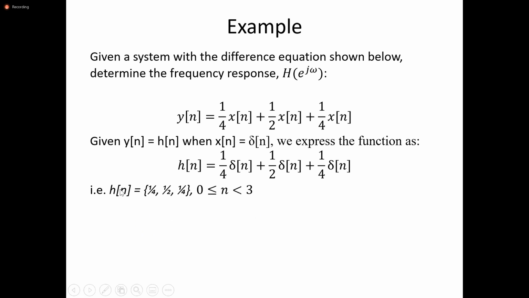Therefore h of n is equal to this sequence here, where this is our zeroth value, and this is 1 and 2. So n is greater than or equal to 0 and less than or equal to 2. Using the DTFT, our limits are from 0 to 2. Our sequence is h of n, and our transform is as shown here, e to the minus j omega n. So we plug in the values.